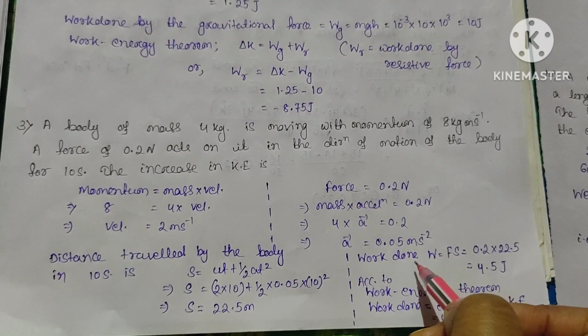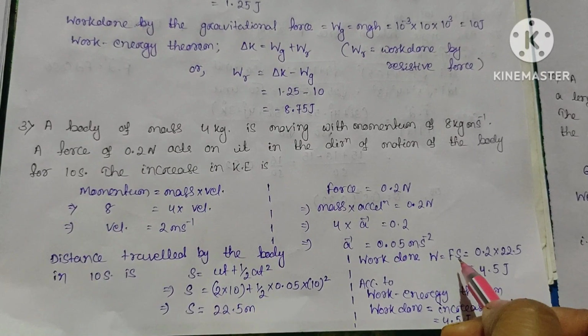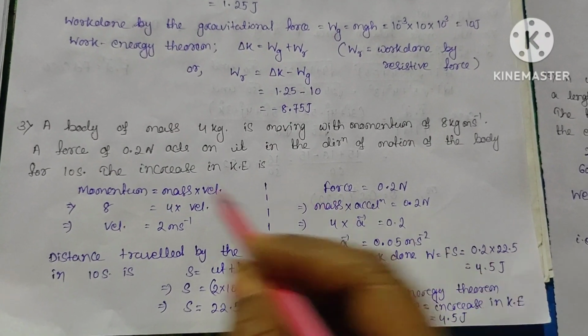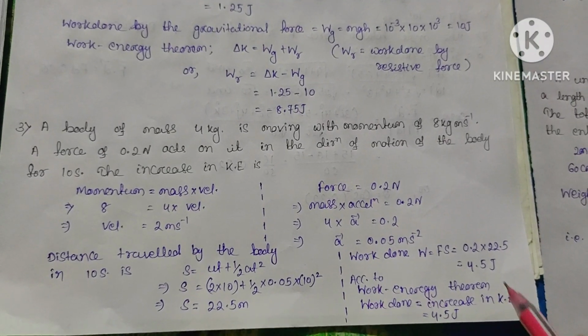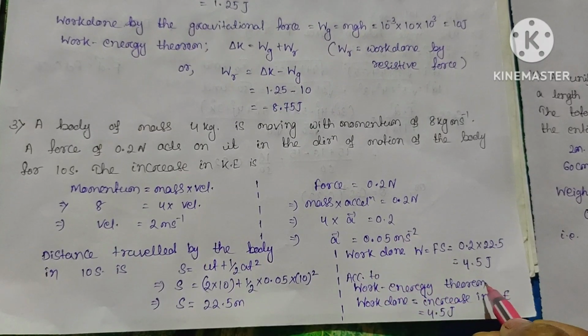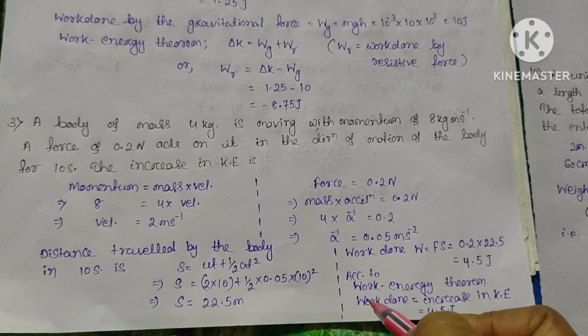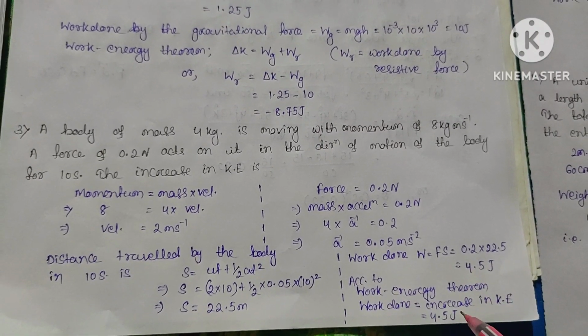So what is the work done? The work done will be W equal to force into displacement. Force is 0.2 Newton, and the displacement is 22.5 meter. So this is 4.5 joule. According to the work-energy theorem, the change in kinetic energy equals the work done. So that is equal to 4.5 joule.